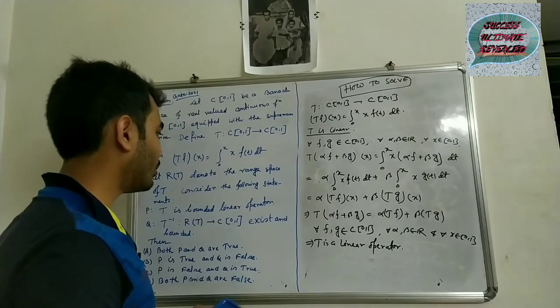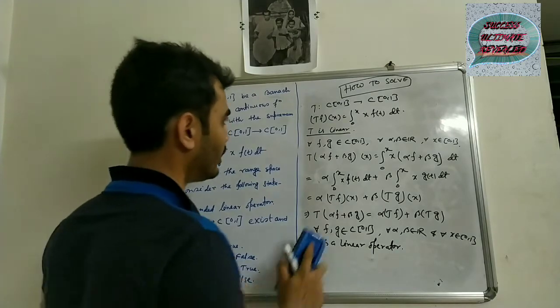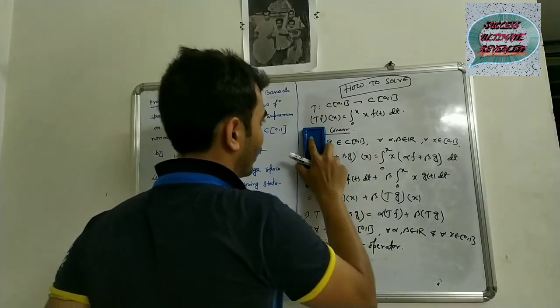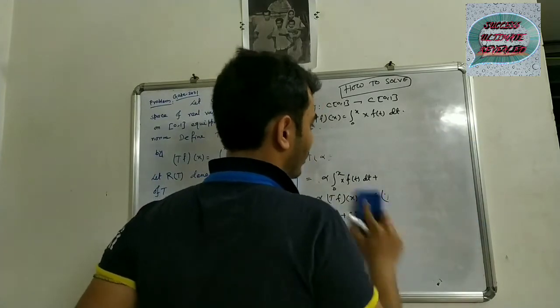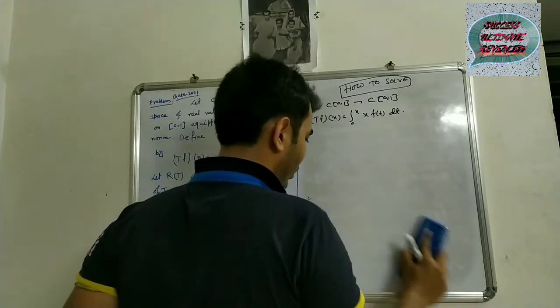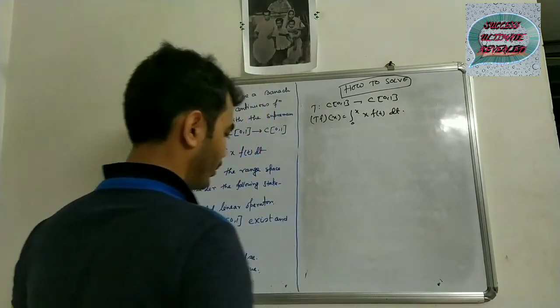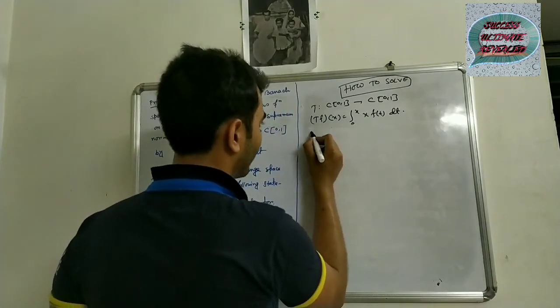Now we check T is bounded or not. Okay. So we find T is a linear operator. Now we prove T is bounded.